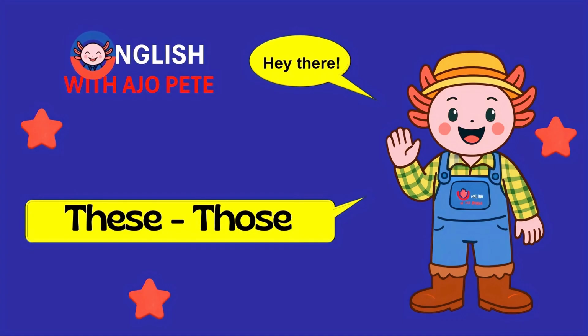Imagine yourself on a bright country morning, standing by the cows in the meadow or pointing to the horses across the field. By the end of this lesson, you'll be able to say with confidence, these are cows and those are horses. So let's begin our journey together.